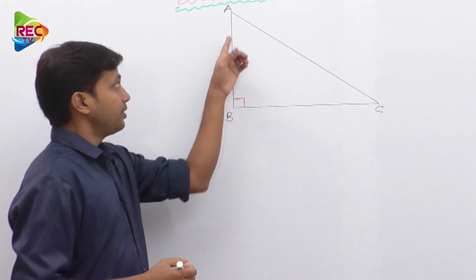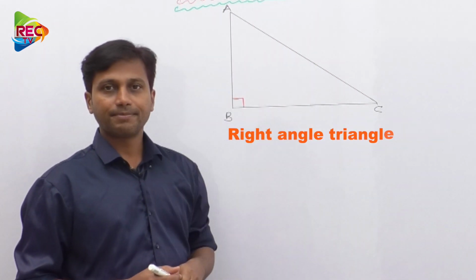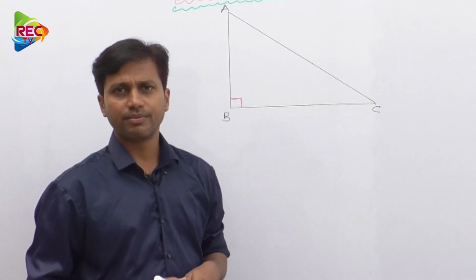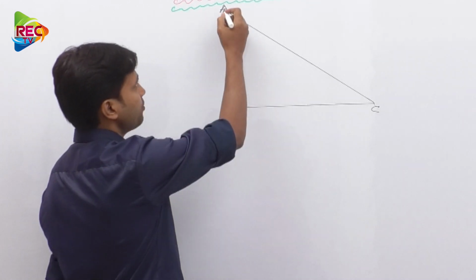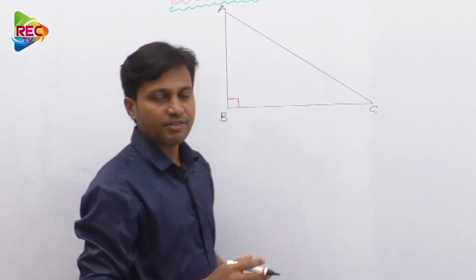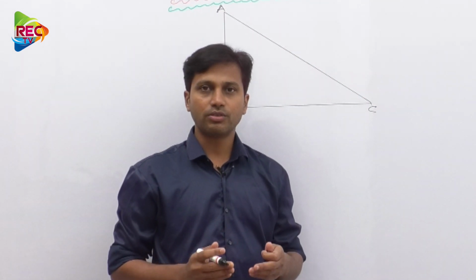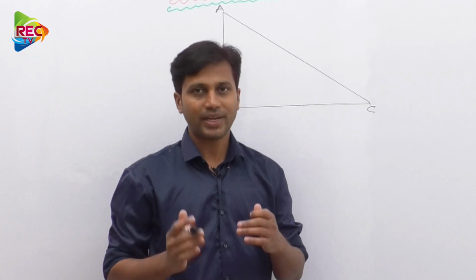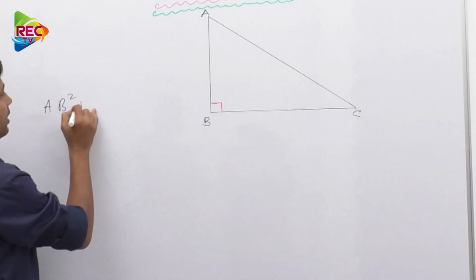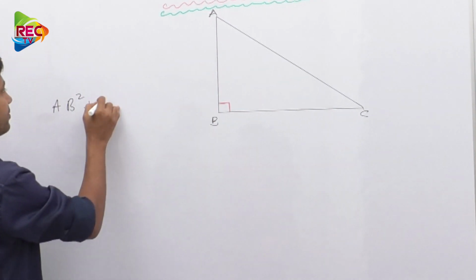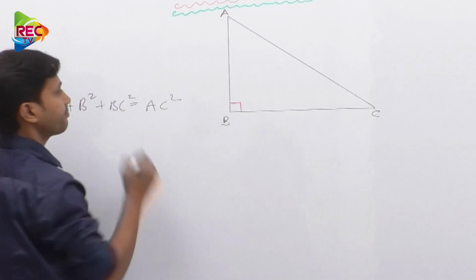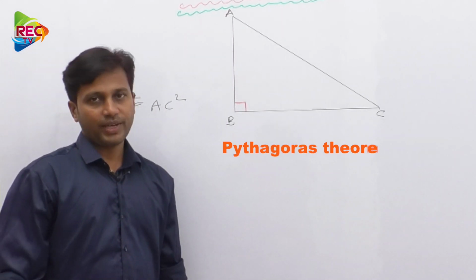Just see, I think you know about this. This is a right angle triangle. For a right angle triangle we can apply Pythagoras theorem. What is the Pythagoras theorem? Here, these are the two perpendicular edges and this is the hypotenuse. The sum of the squares of the perpendicular sides is equal to the square of the hypotenuse. That is your Pythagoras theorem. Let us write it down: AB square, which is this side, and BC square, which is this side, is equal to AC square. So this is Pythagoras theorem.